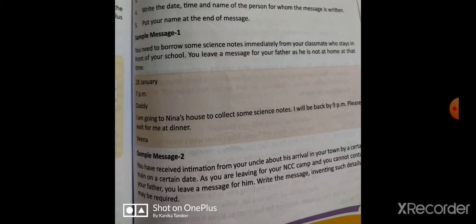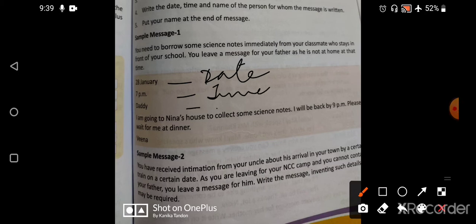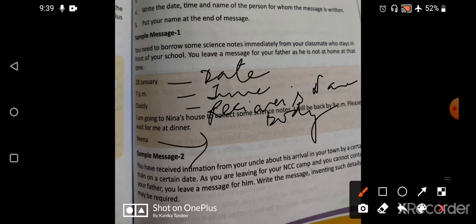Similarly, in the message, if you only write the body, I will not give you any marks, because if it is not in the pattern, it does not contain any marks. So you have to be very precise. First, you're going to write the date, then time, then to whom you are giving this message, then the body, and at the last your name. So whenever we write a message, first is date, time, receiver's name, body, and last is your name.